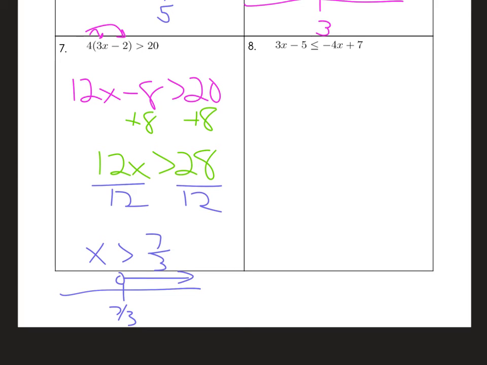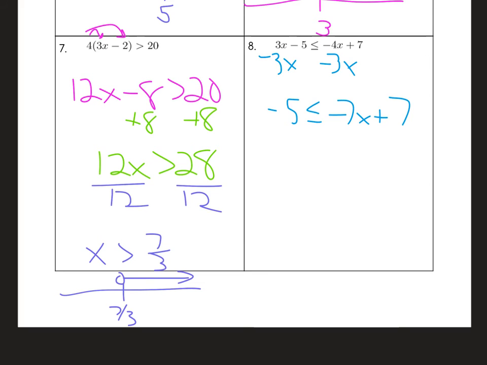And then the last one, I have stuff on both sides. I'm going to do this problem 2 different ways because I'm feeling extra kind to you. The first way will be the way I don't do things. And that sounds weird, but this is the way that I would suggest not approaching it. So I'm going to subtract 3x from both sides. So that's going to be negative 5 less than or equal to negative 7x plus 7.